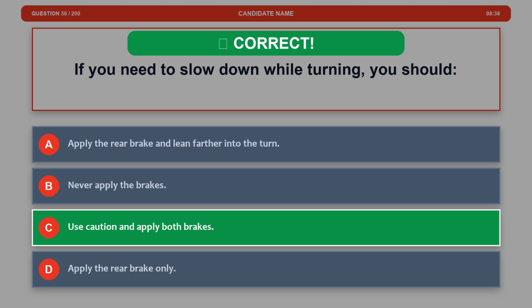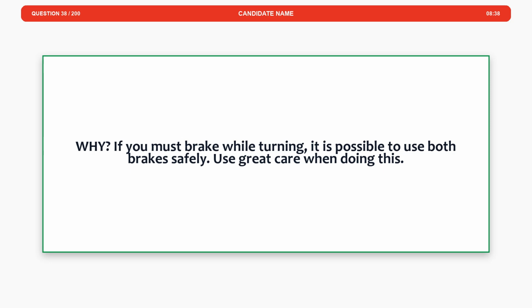The correct answer is option C, use caution and apply both brakes. Explanation. If you must brake while turning, it is possible to use both brakes safely. Use great care when doing this.